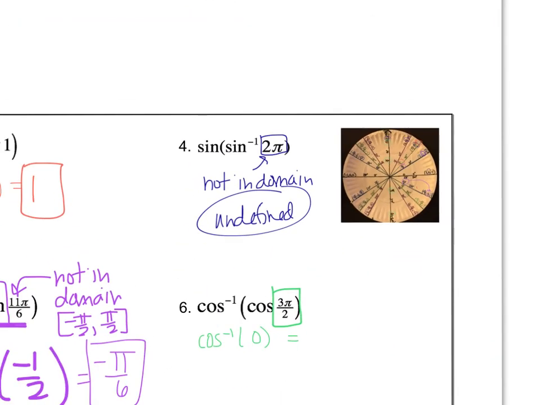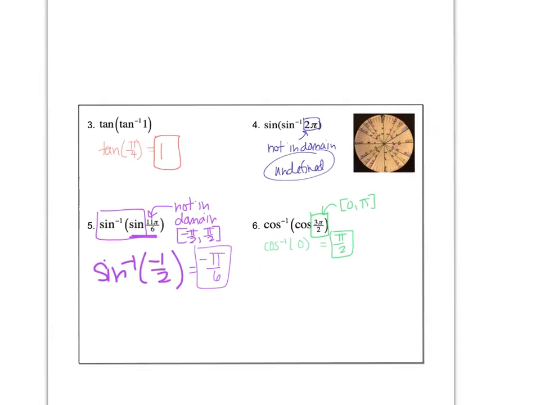So this is again an example where they can't just cancel out, because this is not in that specified domain. It's supposed to be between 0 and pi. It's not. We can still work backwards, though, and figure out where the answer is. Just make sure you're starting with the inside function and working your way out.